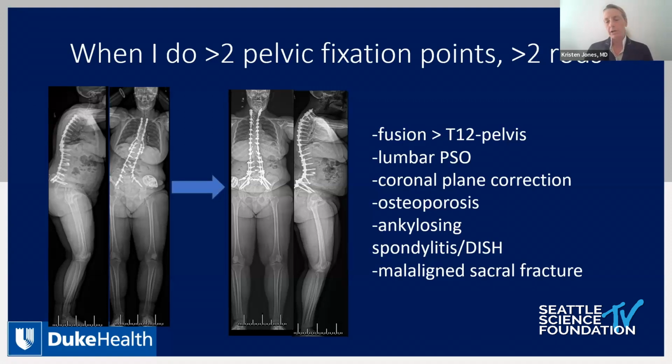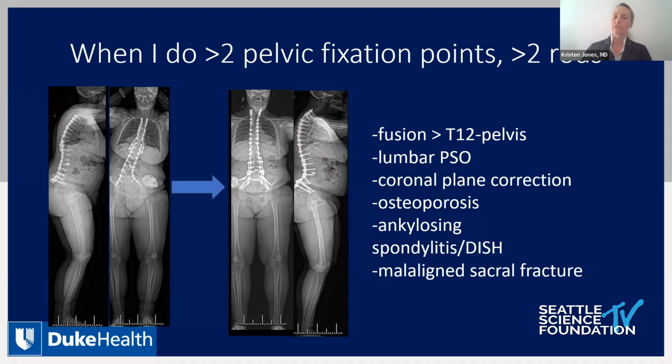Of course, we talked about 3-column osteotomies. We're all going to use multiple rods. And coronal plane correction is something that I really started paying much more attention to over the last 3 years as far as using multiple rods. And patients who have long lever arms in their spine, like ankylosing spondylitis patients, I always use 4 rods, just because there's a lot more force there than the levels might otherwise portend. And then a malaligned sacral fracture does much better if you have multiple points and multiple rods as far as stability. So that's just the quick indication about when do I think we need more than 2 pelvic fixation points and when do I think we need more than 2 rods.